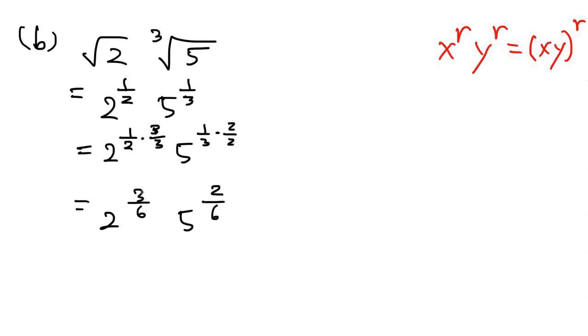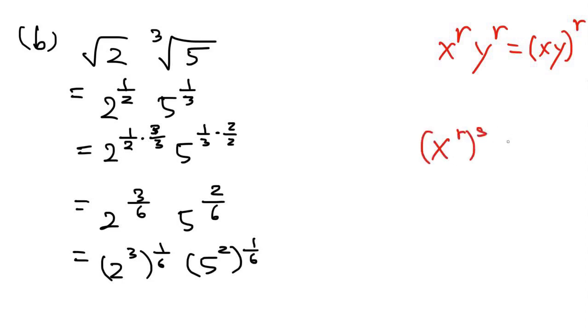And then we're going to separate the numerator and the denominator. This is 2 cubed to the 1/6 and 5 squared to the 1/6. The property I just used is this one: x to the r, in parentheses, to the s equals x to the r times s. So if you look at this over here, 3 times 1/6 is 3/6, and 2 times 1/6 is 2/6.